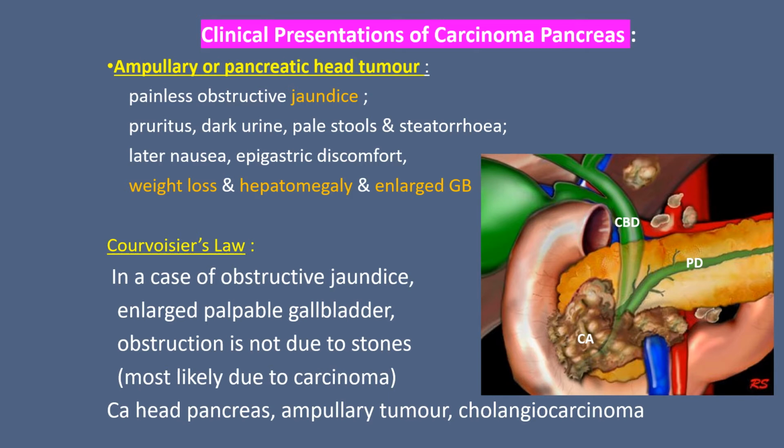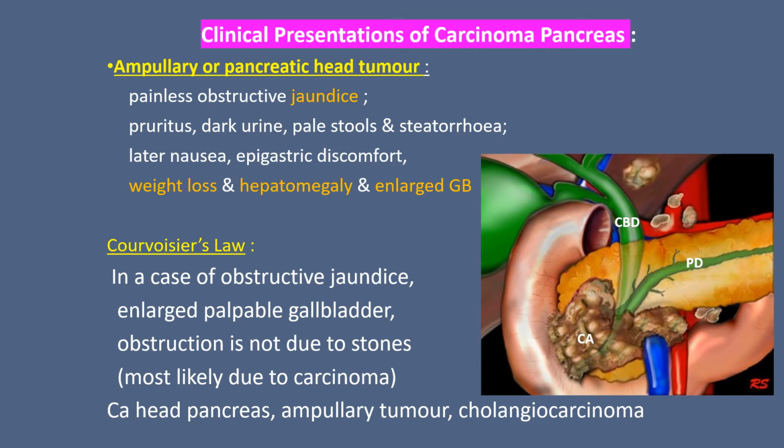Later, as the tumor increases in size, they develop nausea and especially epigastric discomfort, weight loss which can be very significant, hepatomegaly, and very importantly, an enlarged gallbladder which becomes palpable. This is in keeping with Courvoisier's law, which states that in a case of obstructive jaundice with an enlarged gallbladder, the obstruction is not due to stones.